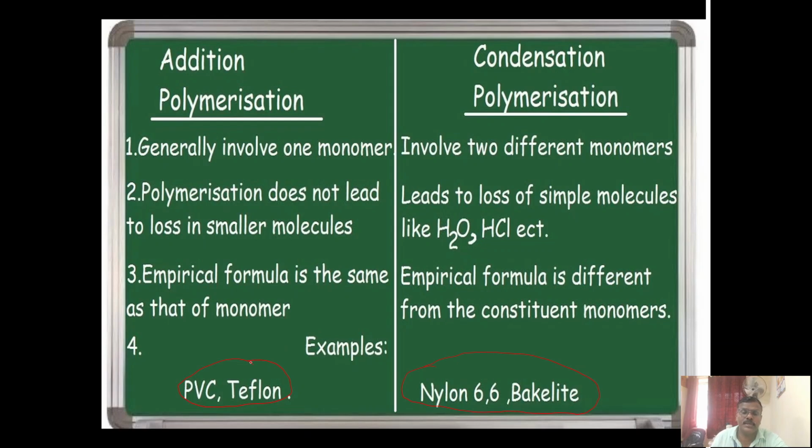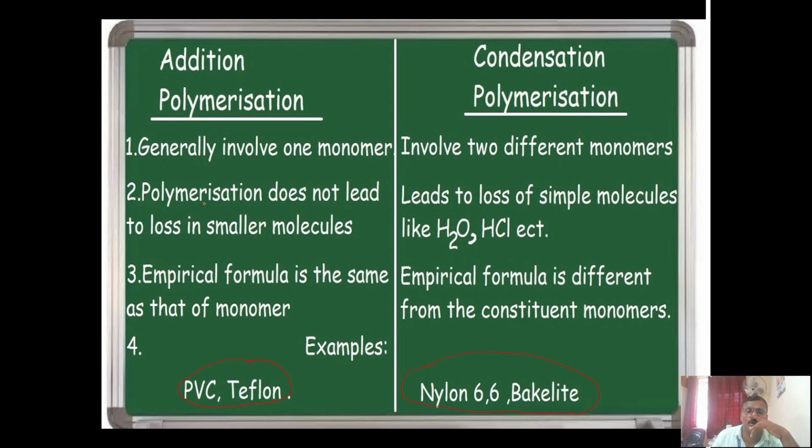Based on rigidity, addition polymers will be a little less rigid than condensation polymers. And condensation polymers have more advantages than the addition polymers because of the polar nature and the 3D network. Now you see the difference. Generally, addition polymers involve one monomer, whereas condensation involves two different monomers.